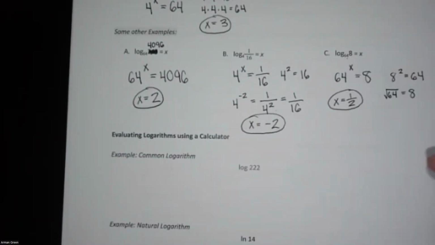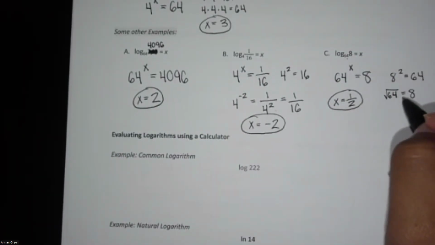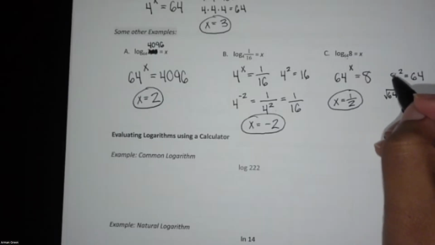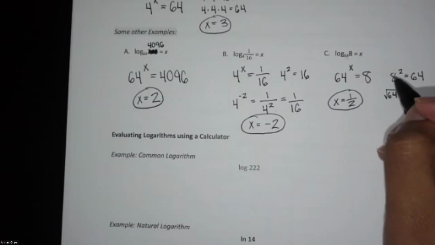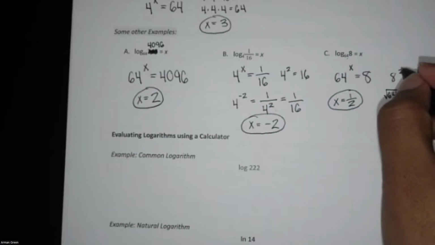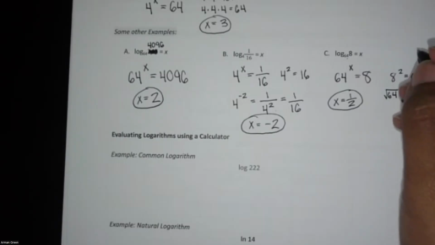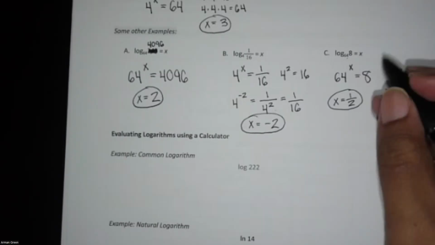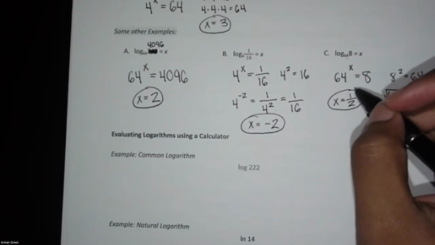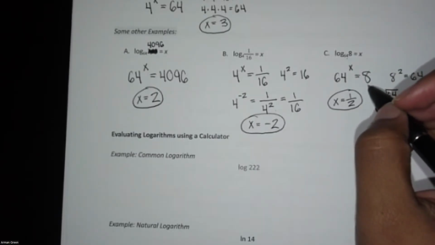Now, if you didn't know this part and you just remember that, okay, 8 squared is equal to 64, if I'm going backwards, then all I need to do is pretty much take the inverse of it. So instead of 2, the inverse is 1/2. So that's how I can go backwards in getting to this answer here if I want to.